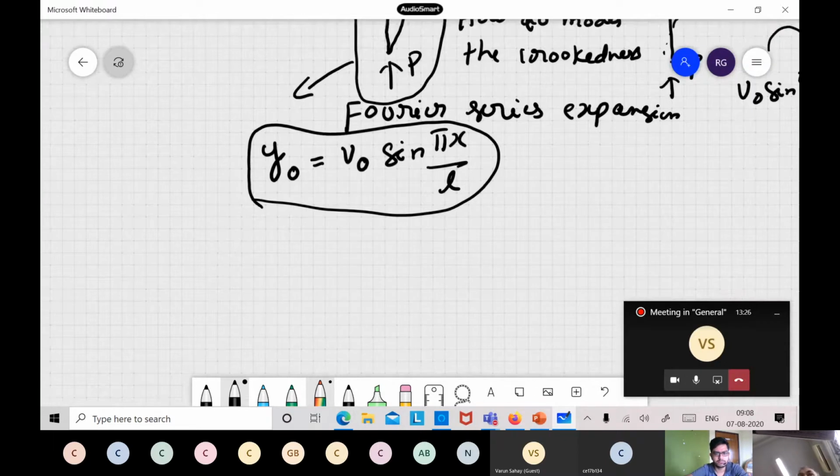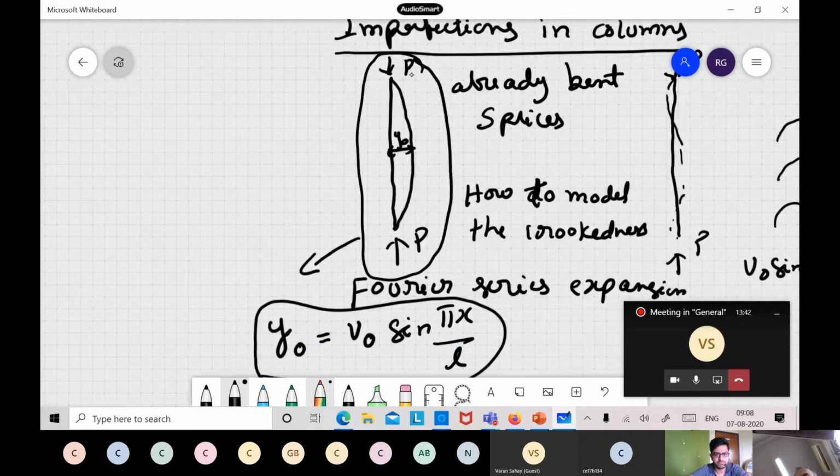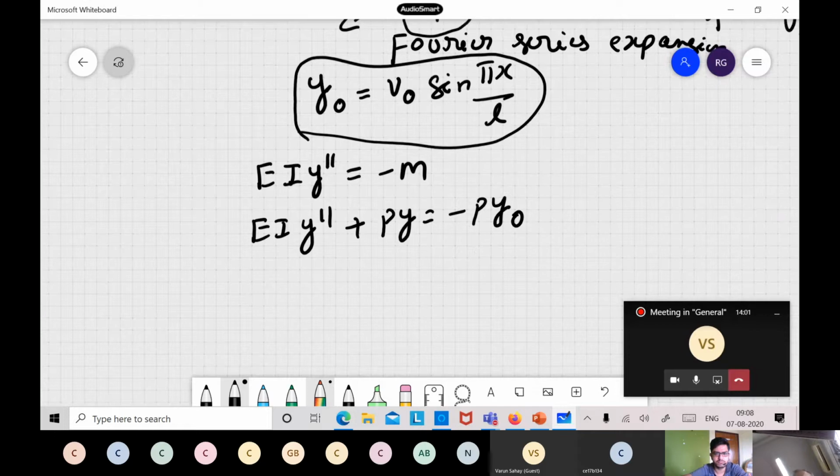Now, if you write our equation of equilibrium, all of you know, EI y double dash is equal to minus M. The bending moment: there is already y naught, so you will have P times y naught at each and every point in the column. Plus, due to buckling, you also have P times y coming into the picture. So our equation becomes P y minus P times y naught. If there was no initial crookedness, this term would be zero.